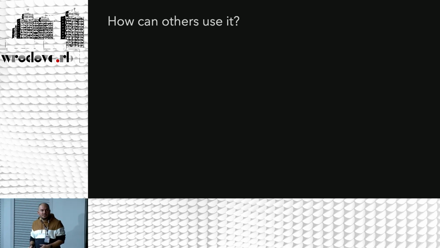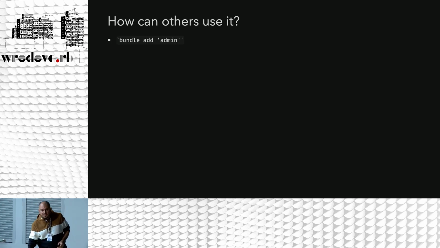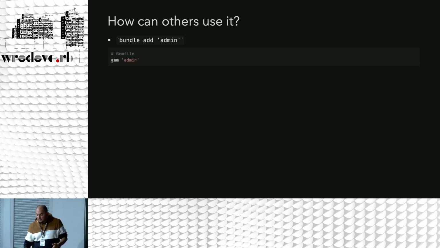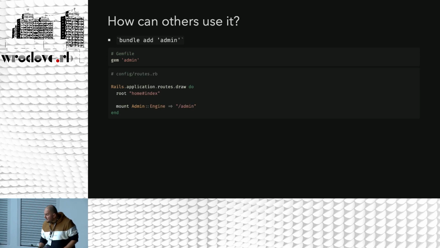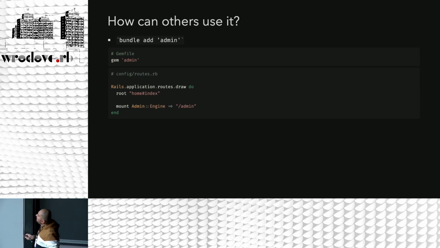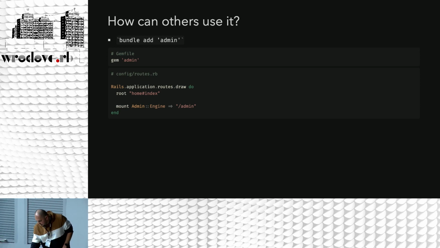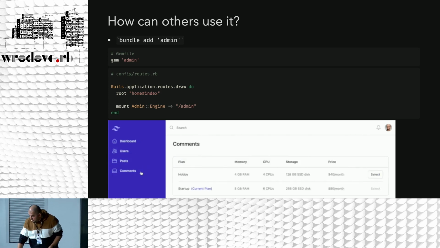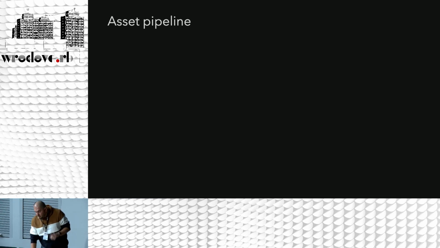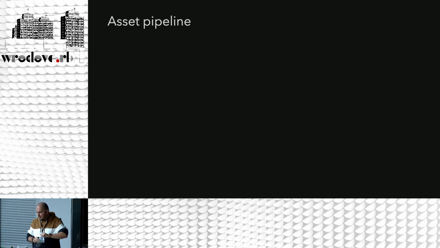Cool, so how can others use it? All they have to do is run bundle add admin, the name of the gem, or add it to their Gemfile and run bundle install. And next, they have to mount the engine. So you build the engine and they mount it. So they will mount it under the path that they want. So whenever in the parent app you go to /admin, you'll actually use the whole engine. So the routes will take over, the views will take over, the controllers, and so on. And they can see the end result. Cool. There's one more thing I haven't talked about, and it's quite important.